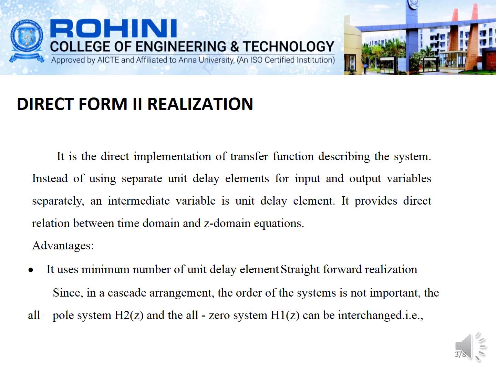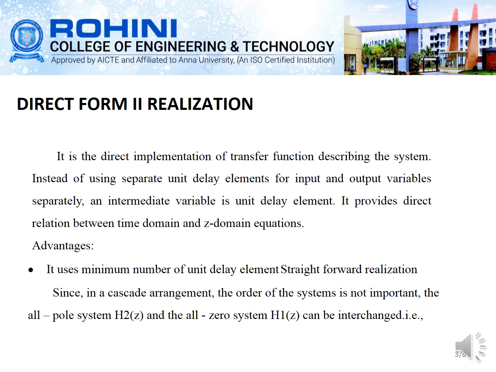Direct form 2 realization is the direct implementation of the transfer function describing the system, instead of using separate unit delay elements for the input and output variables. An intermediate variable is the unit delay element. It provides a direct relationship between the time domain and z domain equations. The advantages are that it uses the minimum number of unit delay elements and is a straightforward realization.